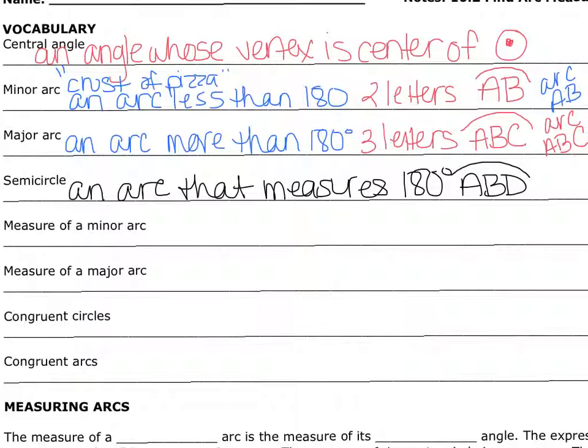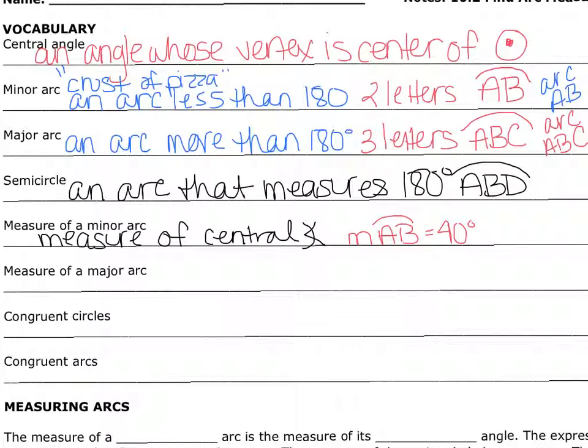Now the measure of arcs. To find the measure of arcs, this is going to be the measure of the central angle. When we write the measure of the arc, we're going to do a little m, and then we'll put the arc name, and then we'll just put however many degrees it is. So again, that is read aloud as the measure of arc AB is 40 degrees.